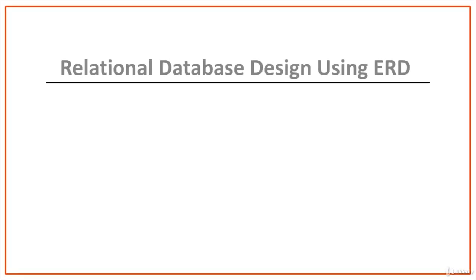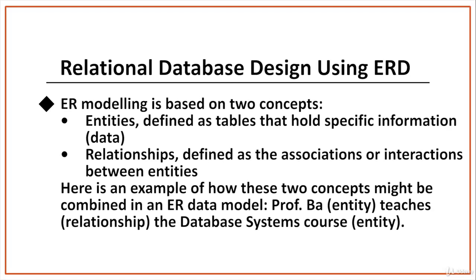ER modeling is based on two concepts: entities, defined as tables that hold specific information, data; and relationships, defined as the associations or interactions between entities. Here's an example of how these two concepts might be combined in an ER data model: Professor Ba, entity, teaches, relationship, the database systems course, entity.